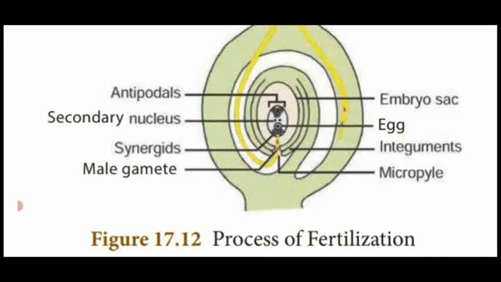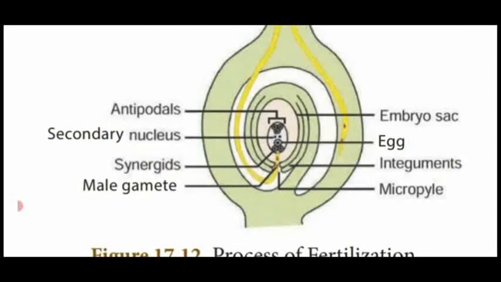So through the micropylar region only, it reaches the egg apparatus or embryo sac. So what is the embryo sac? What is the structure of an ovule? Everything we are going to see in this video.